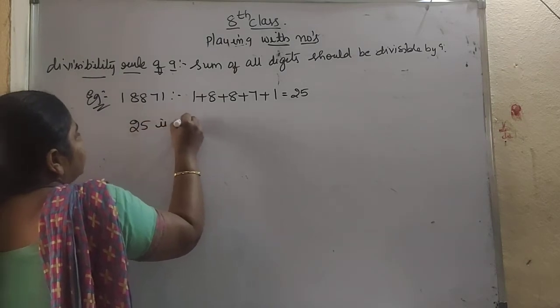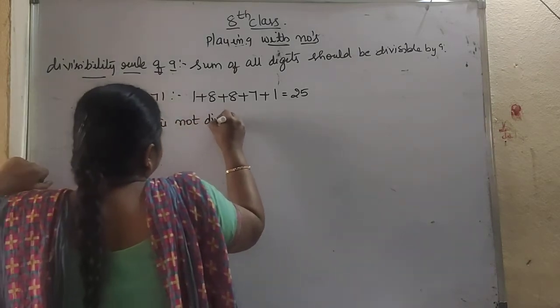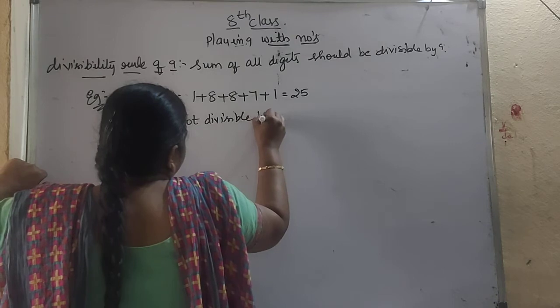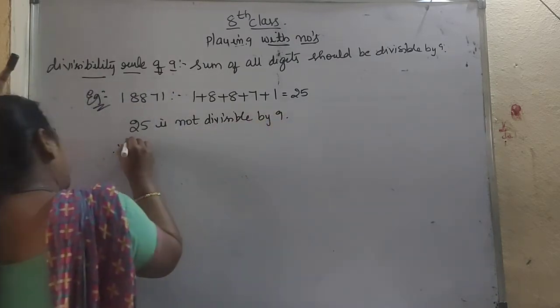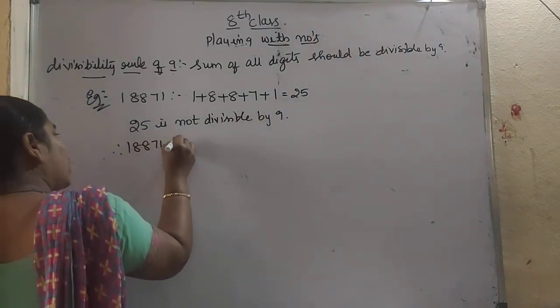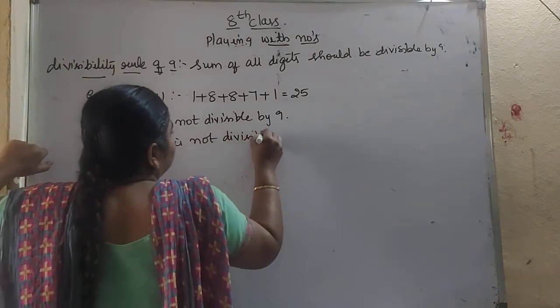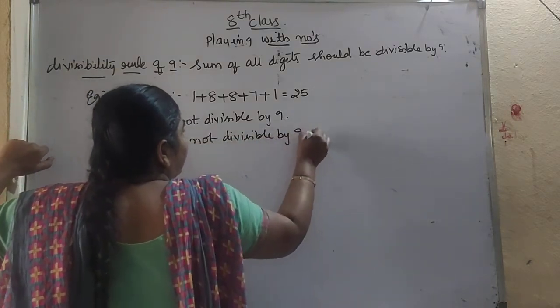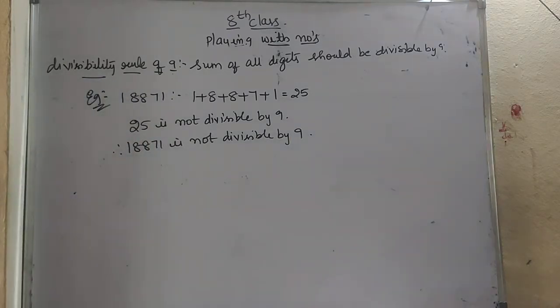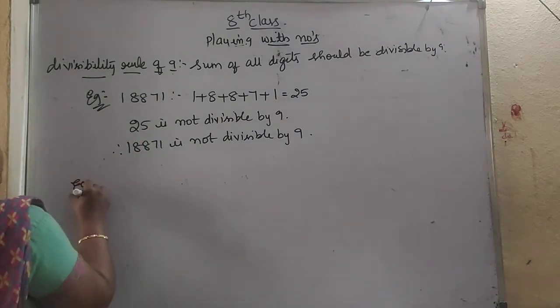So 25 is not divisible by 9. So you can say 18871 is not divisible by 9. Okay, so one more example we will take.